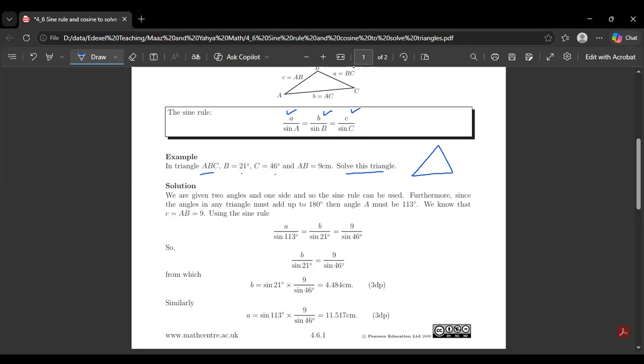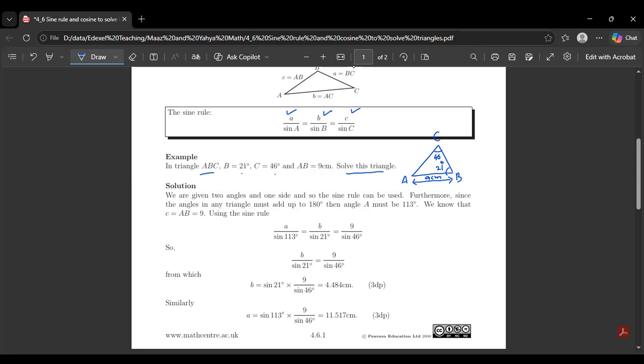For example, here in this triangle ABC, let me call this B here, that's going to be 21 degrees, and this is going to be your C, let me call this 46 here. Then I have AB, so that should be A. Now I have the length between A and B, which is going to be 9 centimeters. It is given in the question, right? Now the remaining unknowns we have to work for.